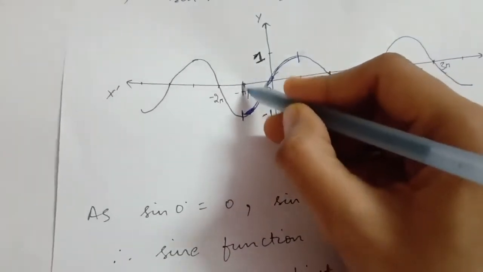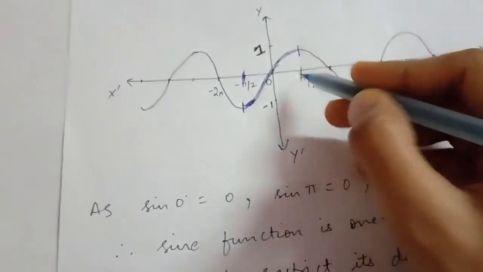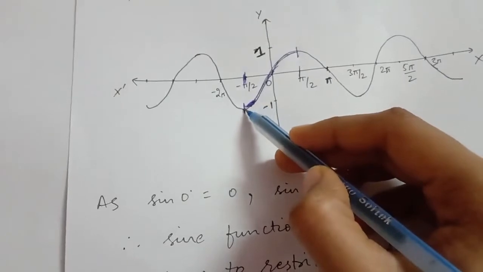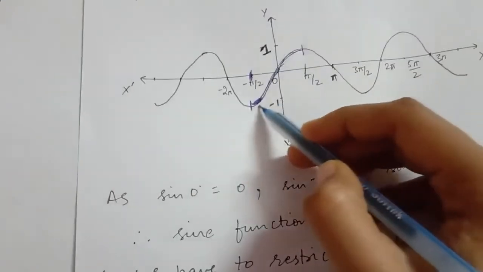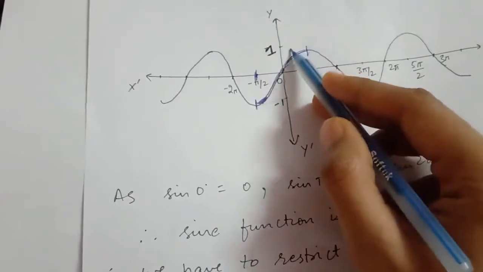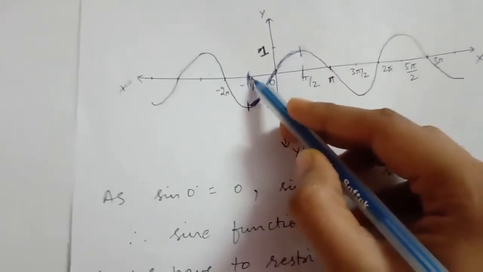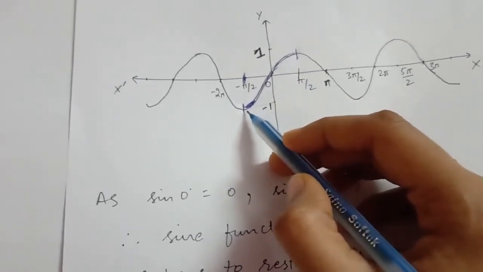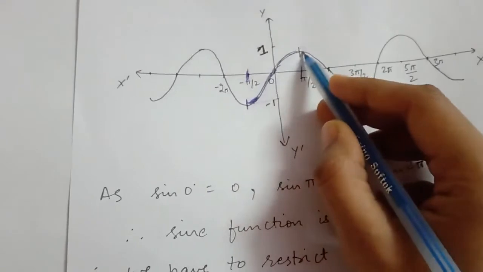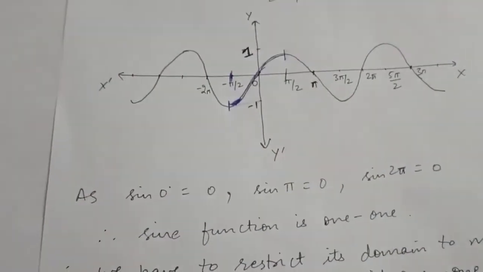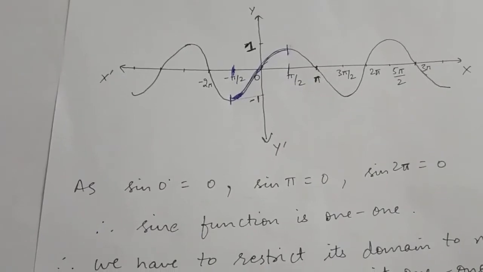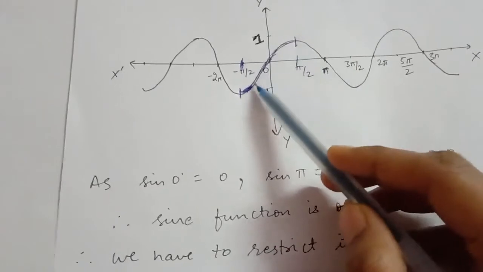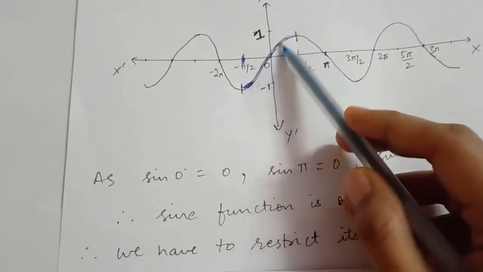If I select from -π/2 to π/2, this is our domain, then the range will be, you can see the graph of the function, this to this, that is from -1 to 1, right? If I select -π/2 to π/2 as the domain, then the value of the function sine will go from -1 to 1, that is it will be 1-1 and onto in this domain, right? You can see it will take all the values from -1 to 1. Also at different values of x we will get different values of sine.